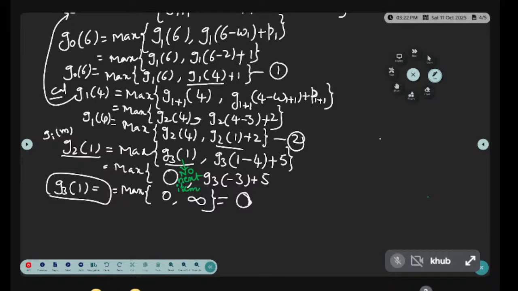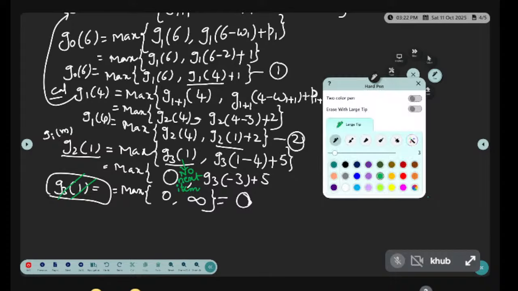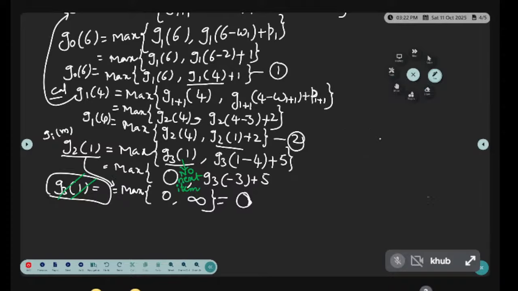When it is a negative value, G3 of some negative value is definitely negative infinite. So up to here G3 of 1 is done, and G2 of 1 is over. G2 of 1 has come, but G2 of 4 you don't know. To solve the second equation we need G2 of 1 and also G2 of 4, so we can calculate G2 of 4.